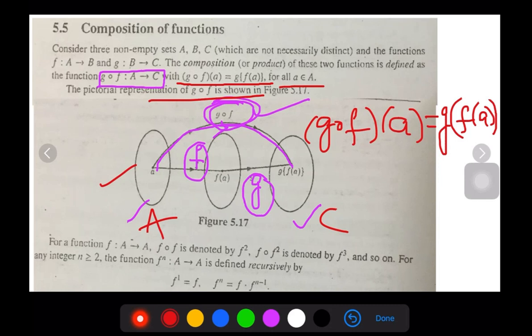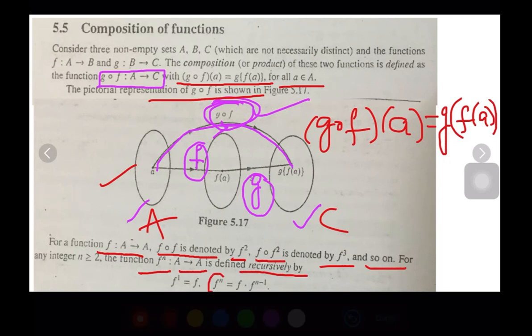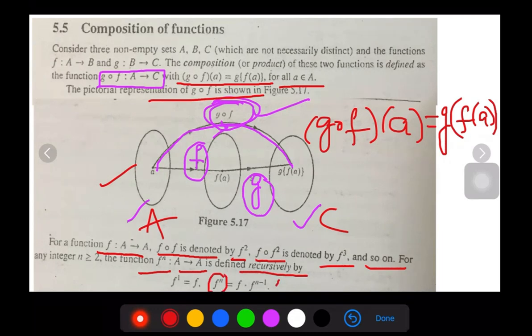For a function F from A to A itself, it is defined as F composition F itself. Since it is a product, you can also write that as F square. And F product F square becomes F cube, and so on. You can also do this n times, so it becomes F to the power of n, a function defined between A to A itself, which is called recursively defined. For getting the nth function, you need to have the n minus 1 function product with F itself.